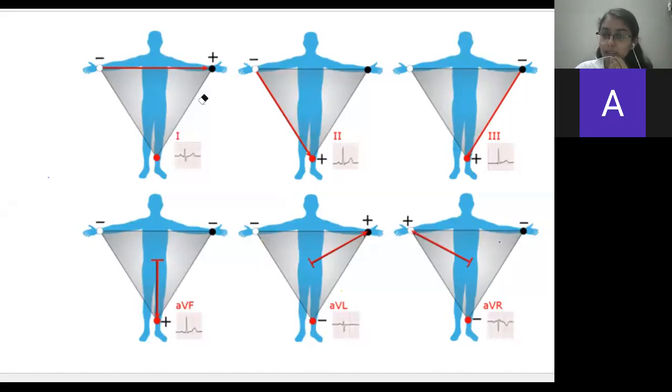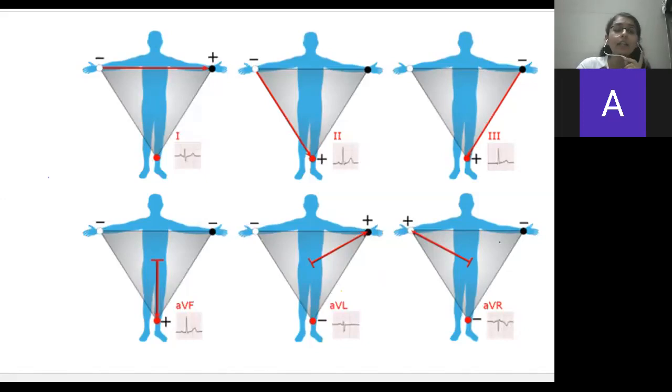And then this is lead 3. Here you can see the unipolar aVF, aVL and aVR, perpendicular from your left foot, your left hand and from your right hand. Okay. Now, because of the placement of these leads, what is the significance of the placement of these leads?